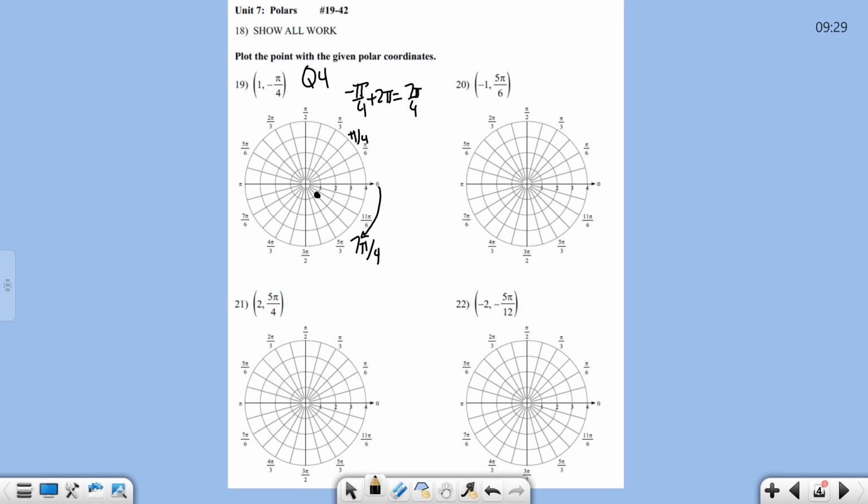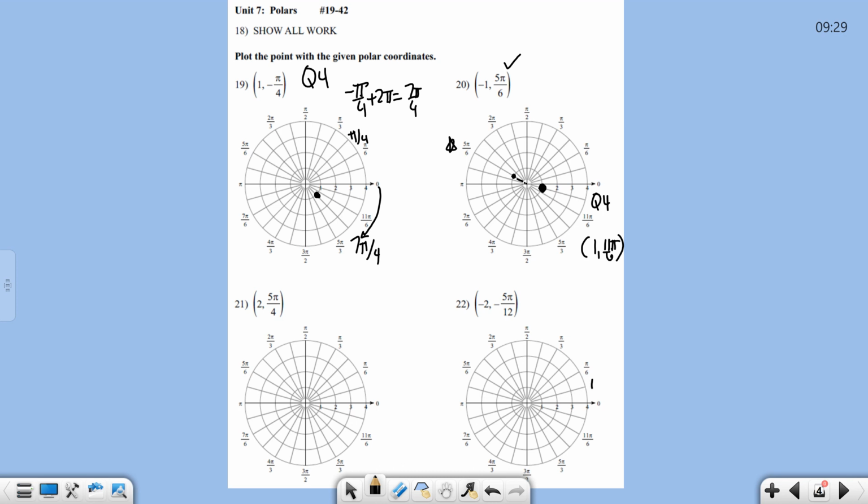Number 20, we're at negative 1, 5 pi over 6. So my theta is good. I'm going to be over here at 5 pi over 6. But instead of being at positive 1, I need to go the diagonal of that and land here in quadrant 4 at 1, 11 pi over 6. Okay, for 21, you plot that dude right where it is. Perfect. Okay, number 22, it's a negative radius and a negative theta.